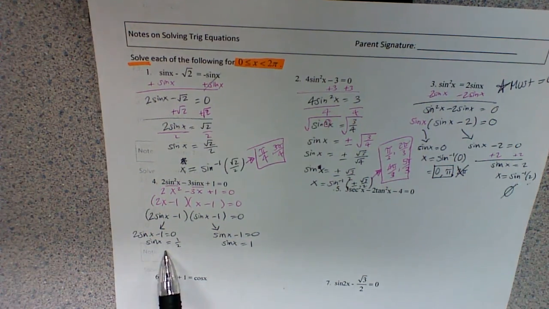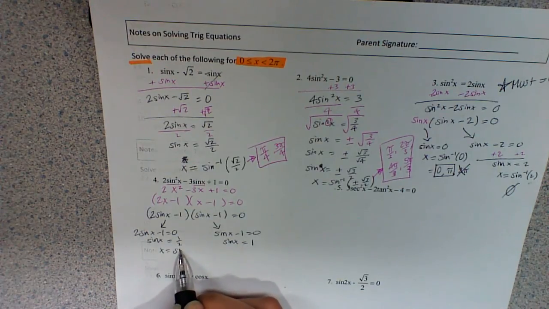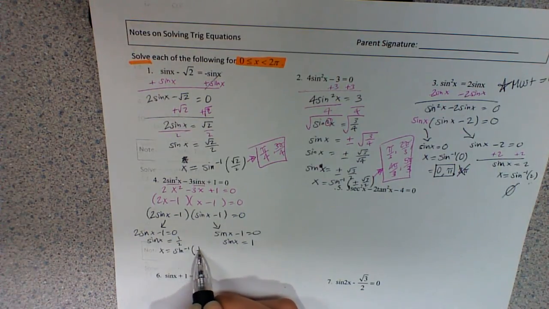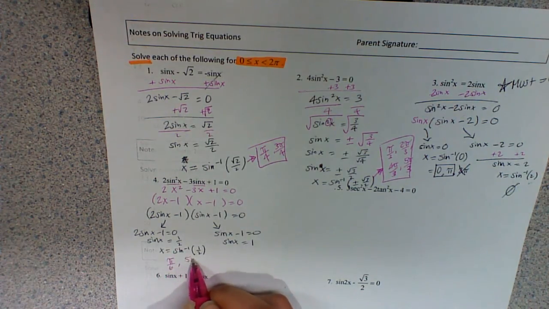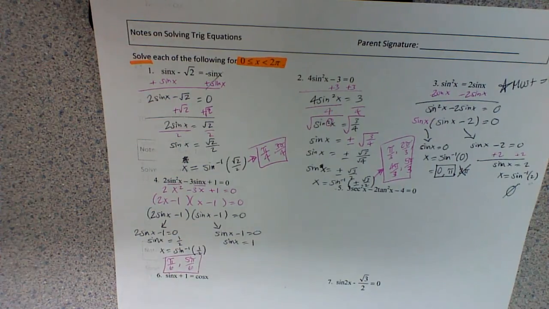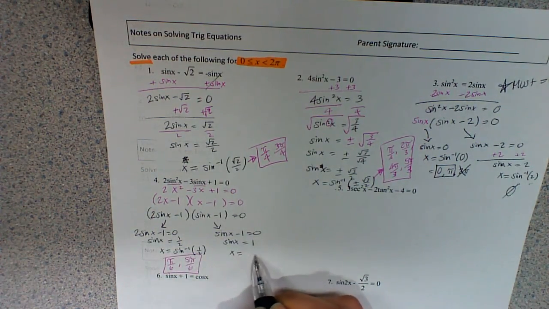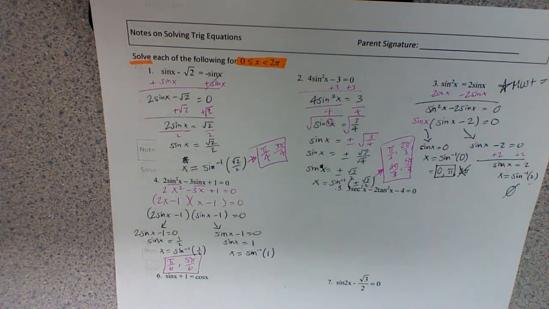So on the first equation, I need to find where sine is positive a half, and on the unit circle, that's at pi over 6 and at 5 pi over 6. Okay. On the second equation, we need to find all the places where sine is a positive 1. And there's only one place where that's true, and that is at pi over 2.